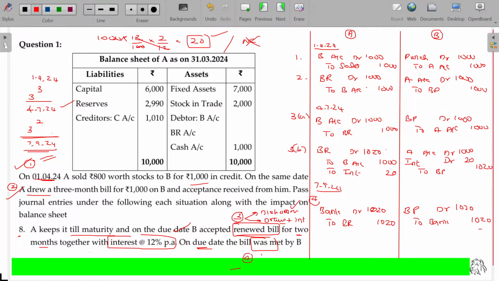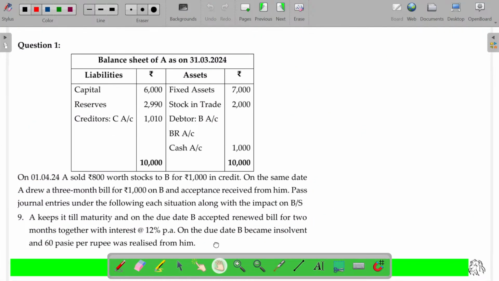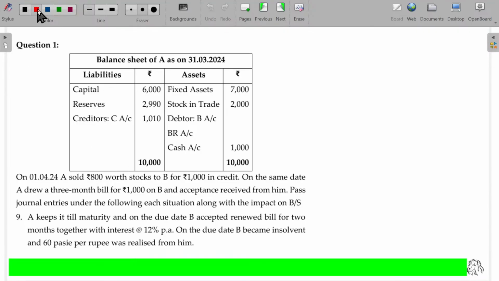Next, shall I move to the next one? Question number 9, subdivision: A keeps it till maturity and on the due date B accepted a renewed bill for 2 more months together with interest at 12% per annum. So again an extension, a renewal: the sale is the first transaction, and drawing the 3-month bill is the second transaction.